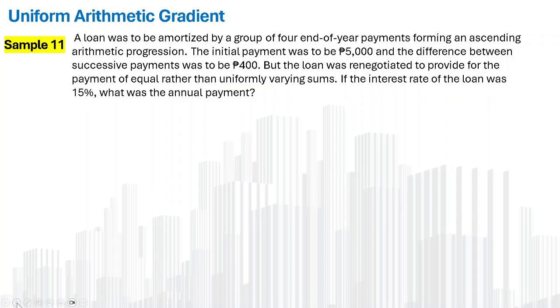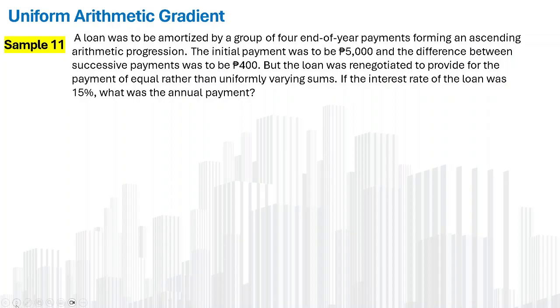So, ni-rephrase lang siya, pero malalaman mo dito, yung difference daw between your first and yung next payment is 400 pesos. Yung successive payments is 400 pesos. So, yun yung constant rate of increase mo doon. But the loan was renegotiated to provide for the payment of equal rather than uniformly varying sums. So, if the interest rate of the loan was 15%, what is the annual payment? So, instead of ascending arithmetic progression yung terms of payment mo dito, they wanted to restructure yung loan so that it's a regular annuity lang. So how do we represent that?